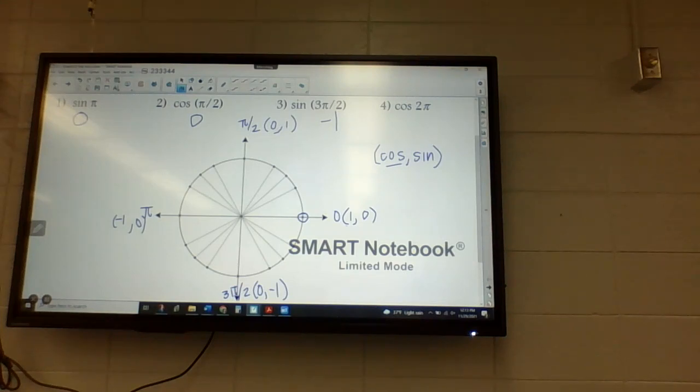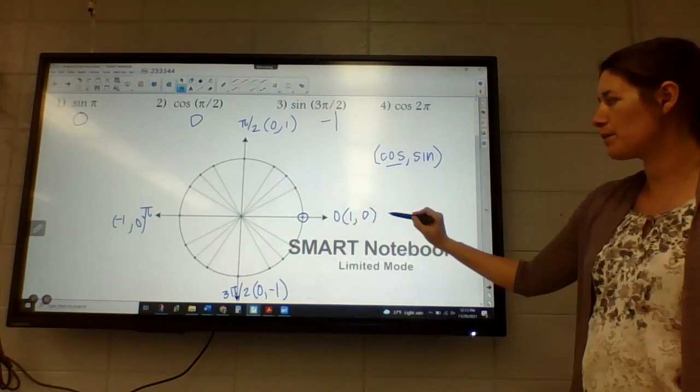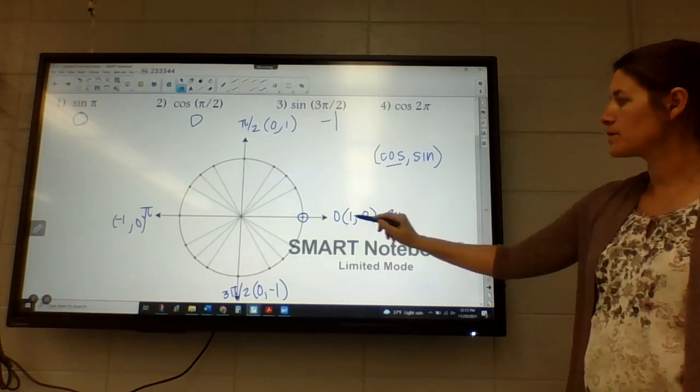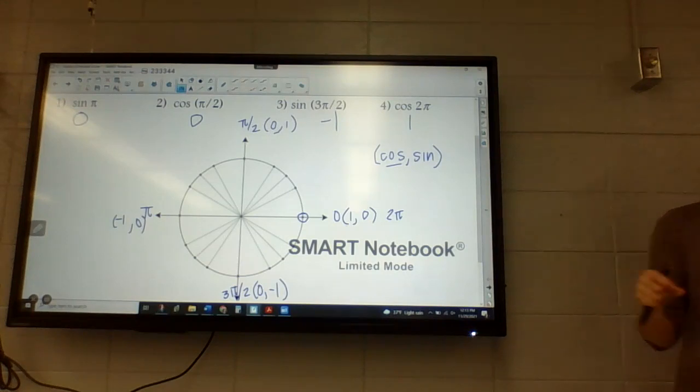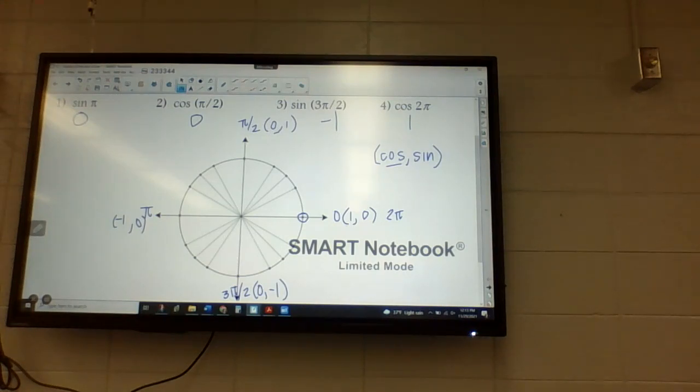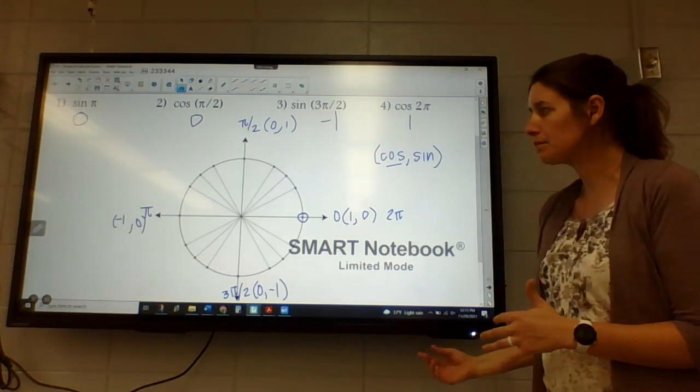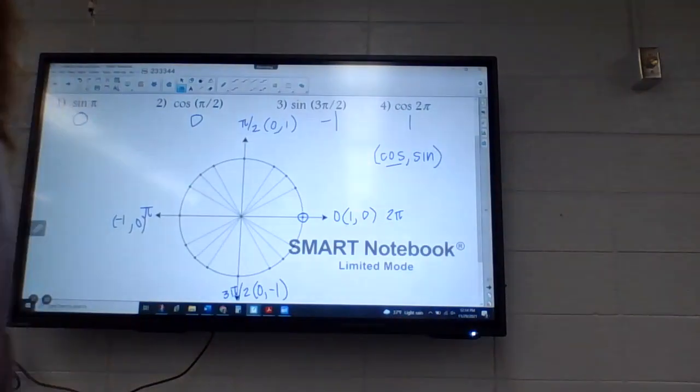And then the cosine of 2 pi. So 2 pi would be all the way around, so that would just be 1. Understanding these values, you should be able to figure them out based on where you're at in the quadrant or on the axis. This is not something you're going to have to do all the time, but I want you to start thinking about it as we're graphing today, because it's going to help you understand the graphs.